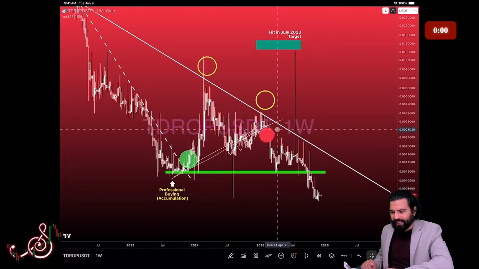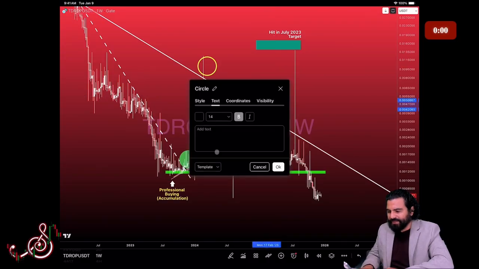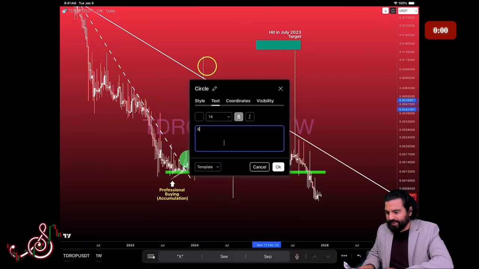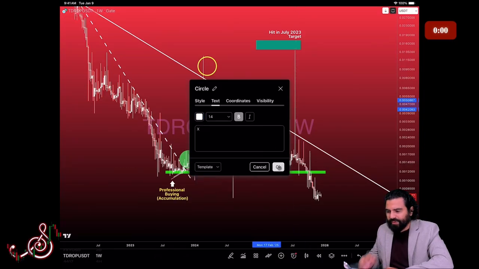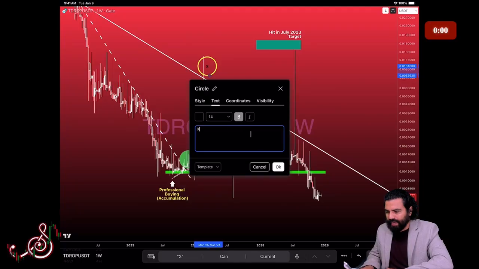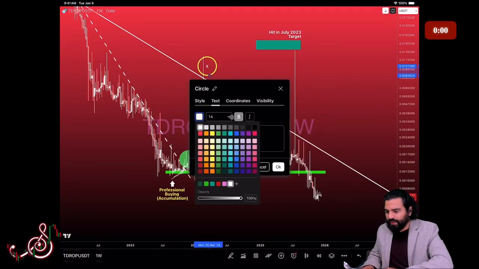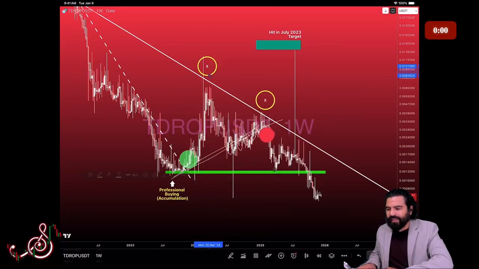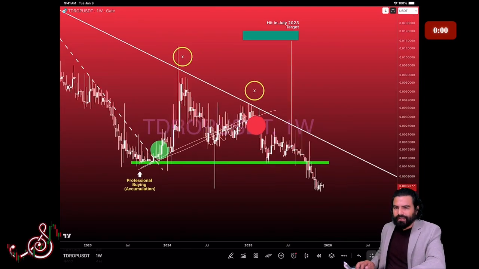They didn't get out here or here. Let's put a little X in those boxes just to denote that. Lack of profit taking. Put another X here. Lack of profit taking. All right, so the story's still making sense. Now we're going to draw a little bit more conclusions.